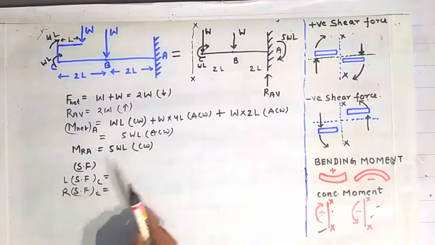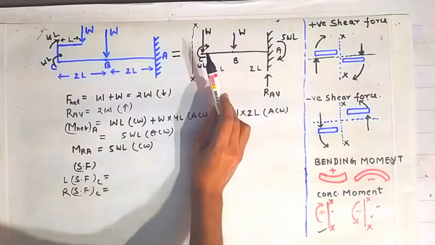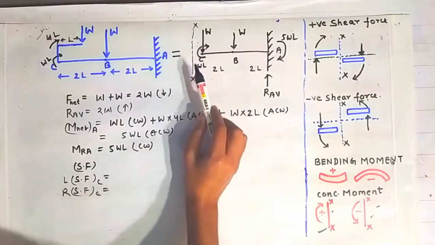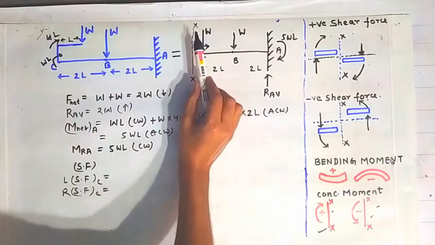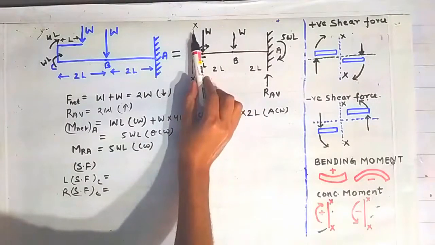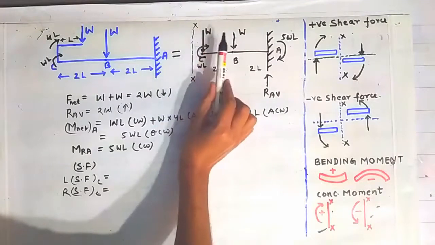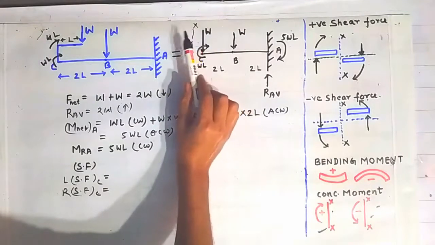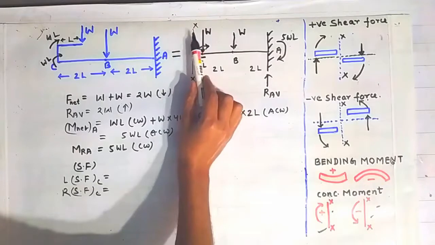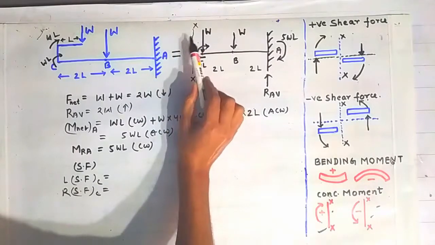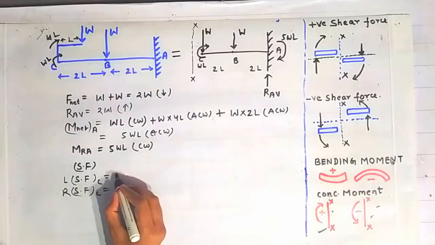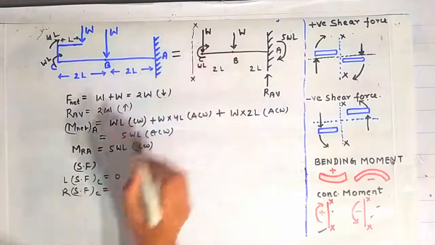Now we know from the definition of the shear force that the shear force at any section is the algebraic sum of all the forces either on the left side of the section or on the right side of the section. So you can consider any side. I am considering here the left side. On the left side of the section, you can see that there is no force, so there will be zero shear force about this section XX.